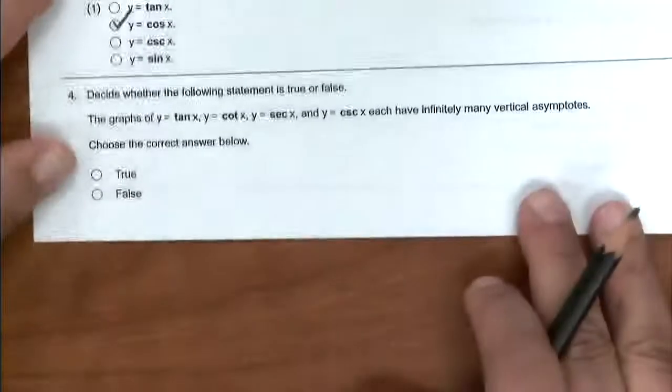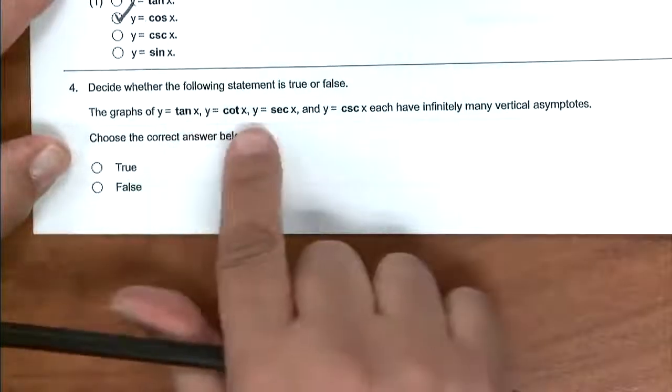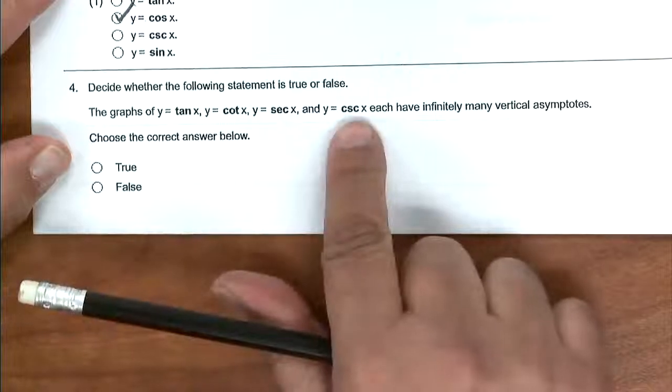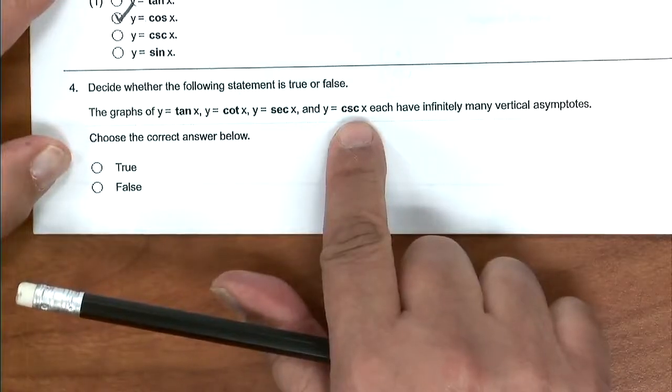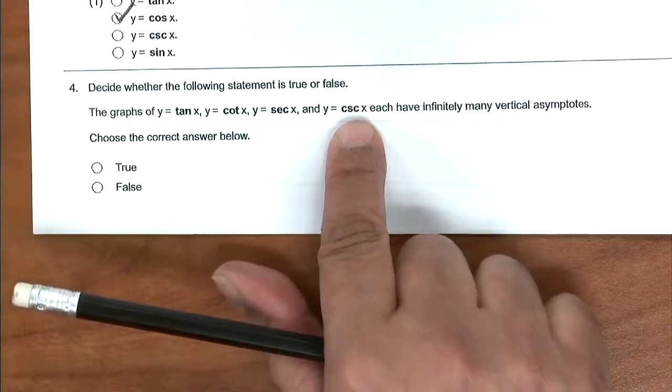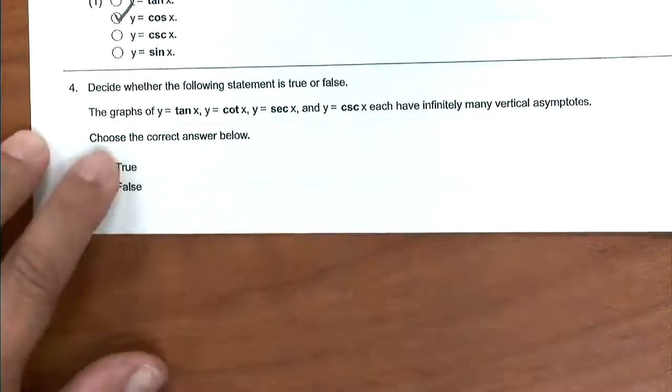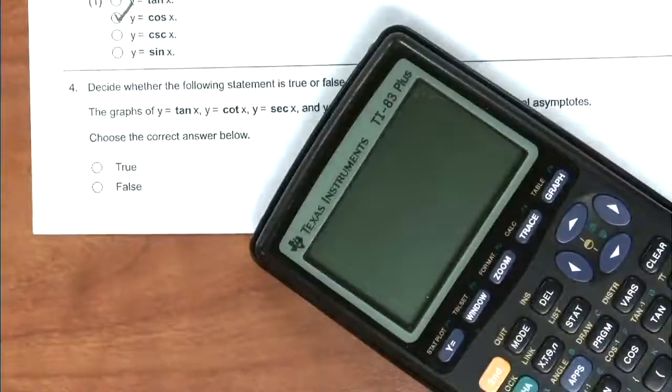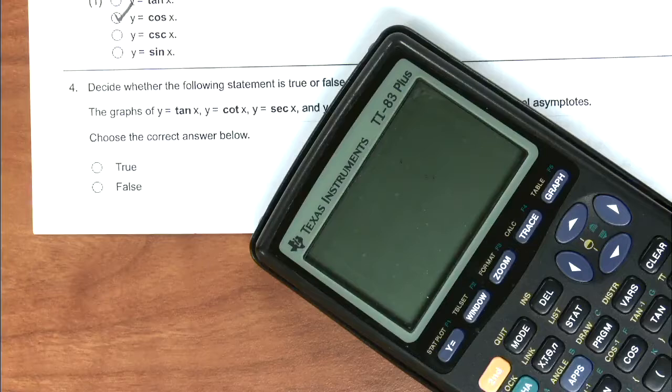Number 4, the graphs of tan, cotan, secant, and cosecant have infinitely many vertical asymptotes. Yes, that's true. Look at the pictures I've given you. Of course, they only give you a shortened version of the picture. They only have so much paper, and they're trying to put it in a small space. But really, those graphs go on indefinitely. Therefore, the asymptotes go on indefinitely. So true for that one.